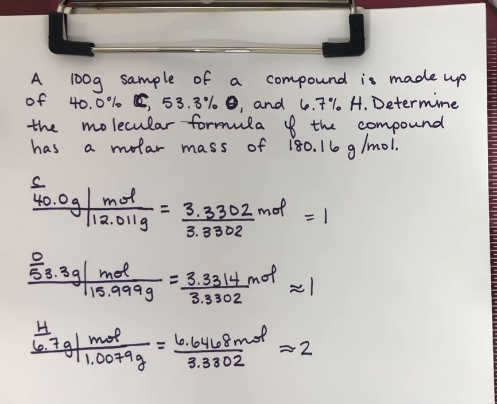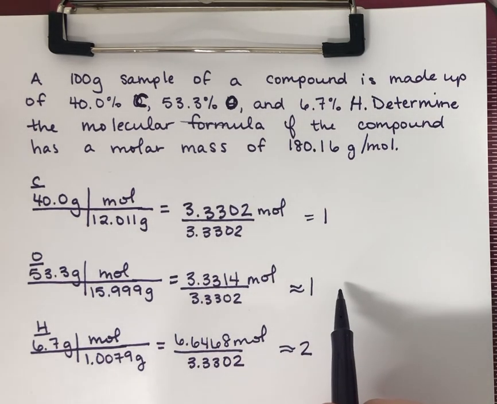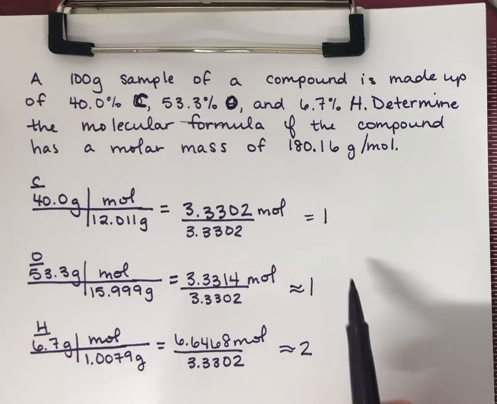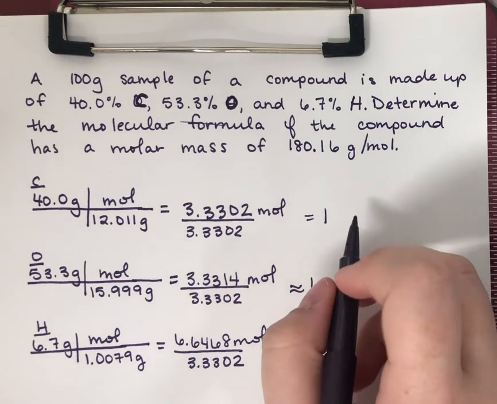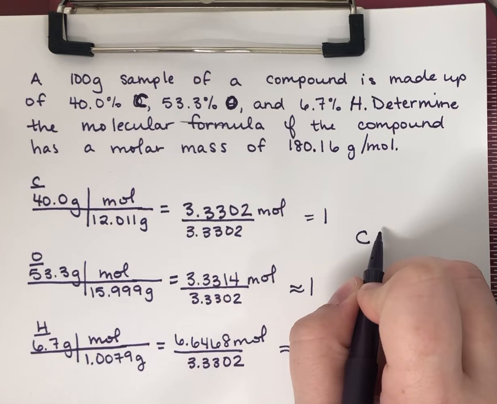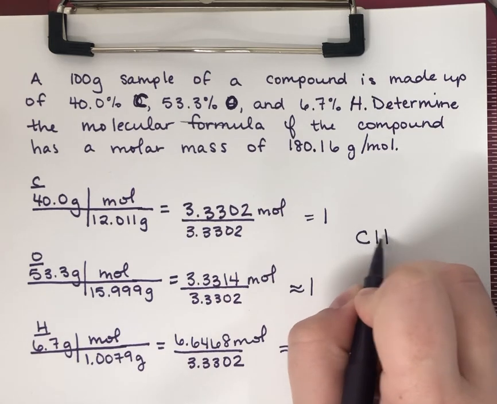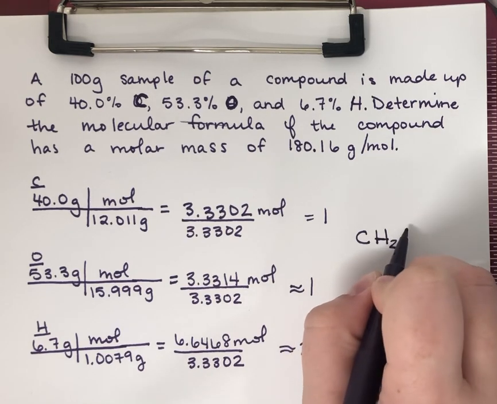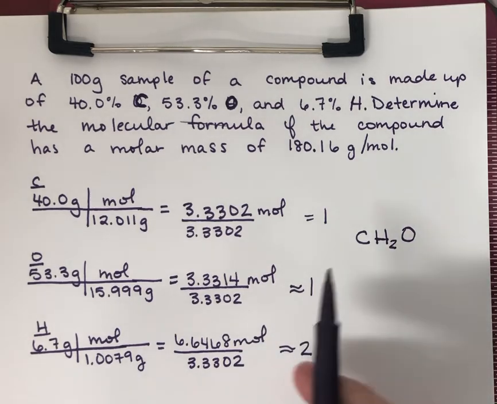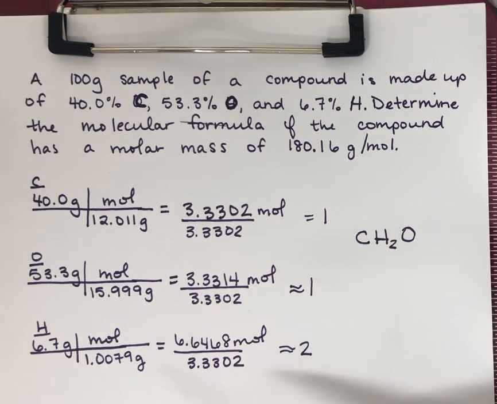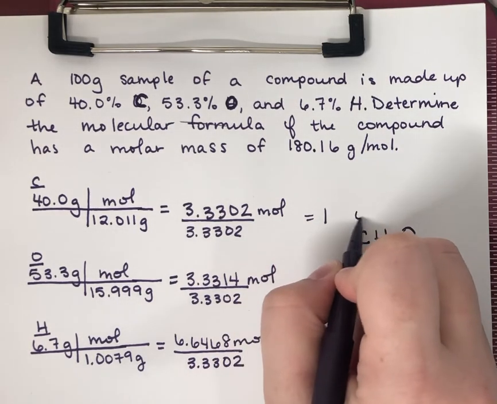Because when you're determining a formula, you're not going to have 0.99 of a carbon atom, right? You're either going to have 1 or you're going to have 2. So you're looking for the nearest whole number at this step. All right, so my empirical formula is C, H2, and then O. If you said COH2, that would have been fine too. So that's my empirical formula.